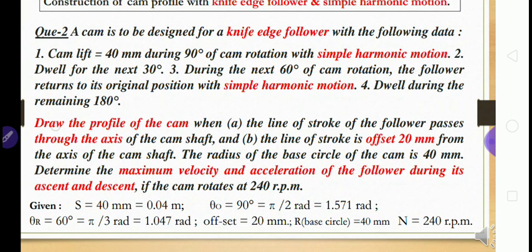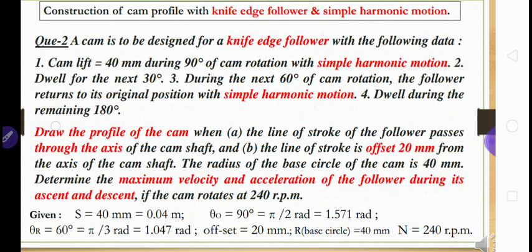A cam is to be designed for the knife edge follower. Here you can observe that it is given that it is a knife edge follower. You have to observe carefully which type of follower it is and which type of motion it is. So first it is given knife edge follower with the following data. Cam lift is equal to 40 mm.